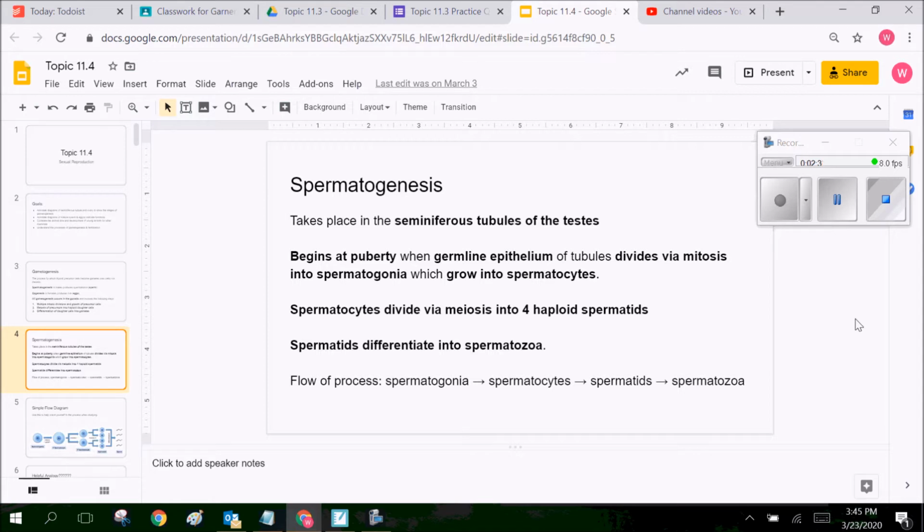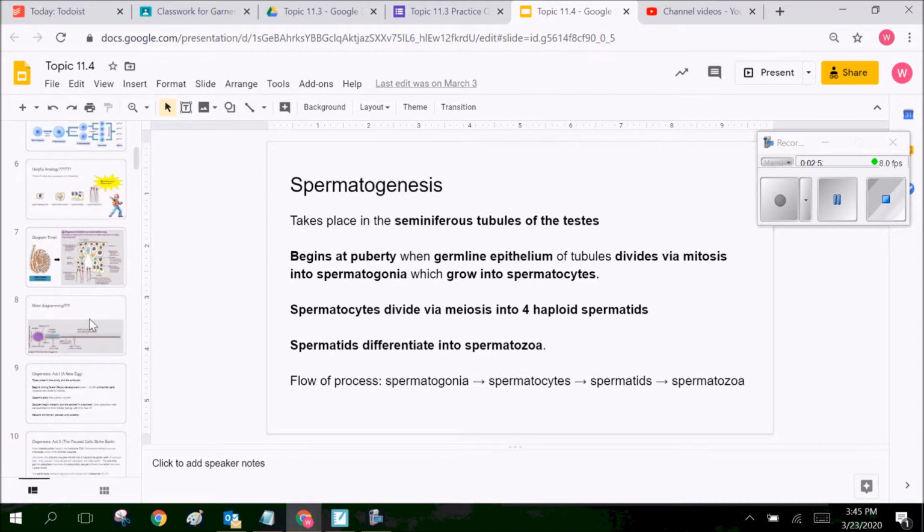It begins at puberty, go figure, when we have a basal layer of cells called the germline epithelium of the tubules, essentially just the inside cells of the tubes, begin to divide. They are precursor cells. They'll divide via mitosis into spermatogonia, which will grow larger into spermatocytes.